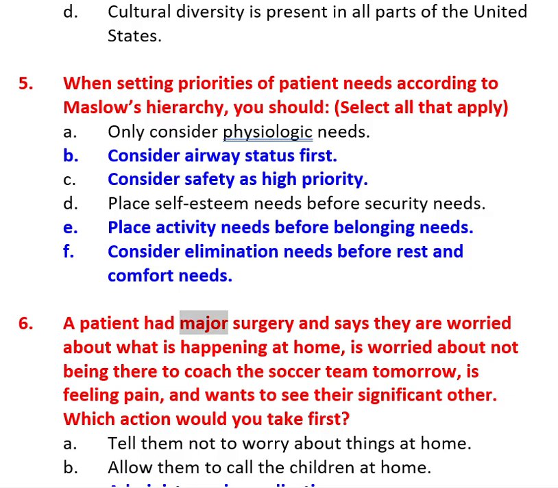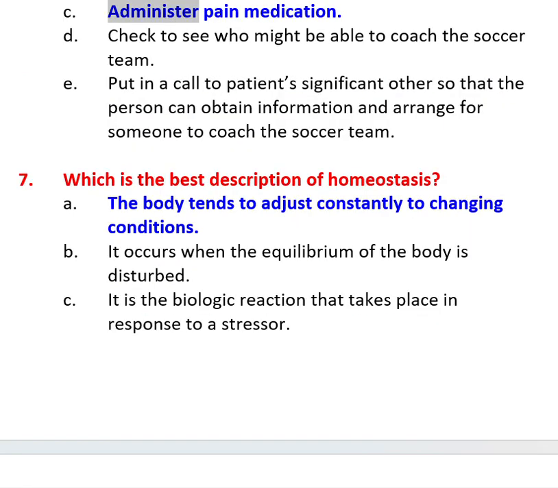6. A patient had major surgery and says they are worried about what is happening at home, is worried about not being there to coach the soccer team tomorrow, is feeling pain, and wants to see their significant other. Which action would you take first? Tell them not to worry about things at home. Allow them to call the children at home. Administer pain medication. Check to see who might be able to coach the soccer team. Put in a call to patient's significant other so that the person can obtain information and arrange for someone to coach the soccer team.